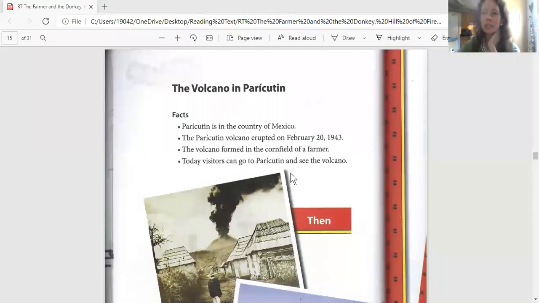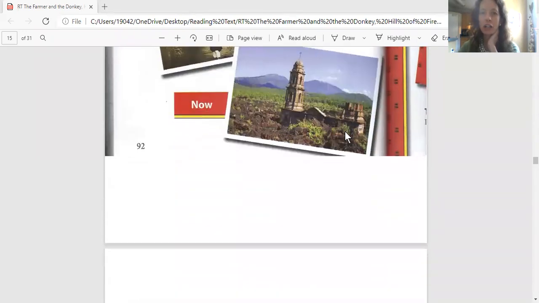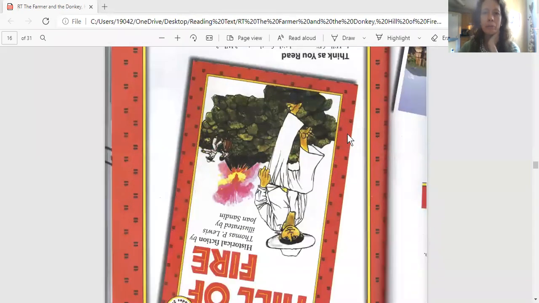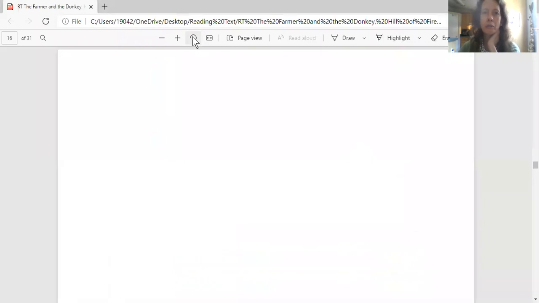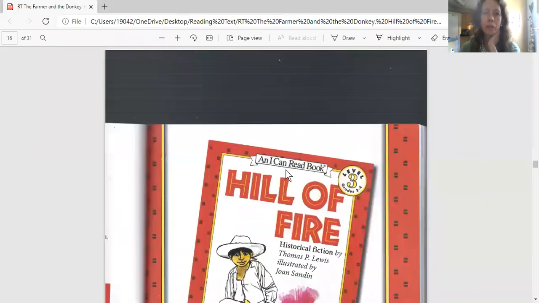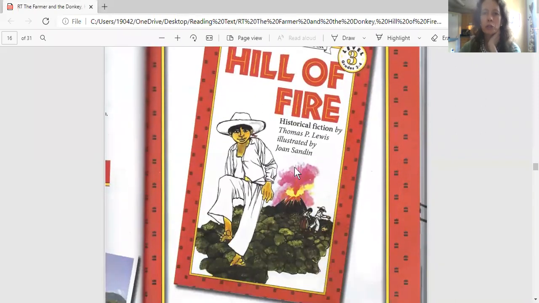There it is. This is the next page in our reading book, and it talks about a story that we're going to read next called The Hill of Fire. And here it is. This is the introduction. I'll turn it right side up to The Hill of Fire that we're going to read.